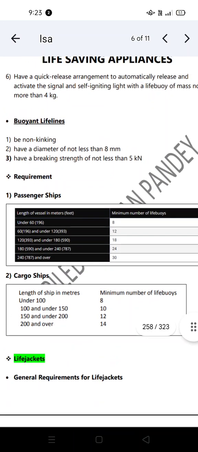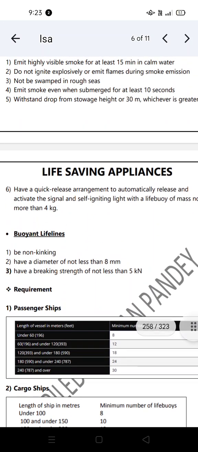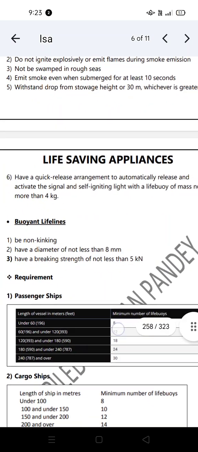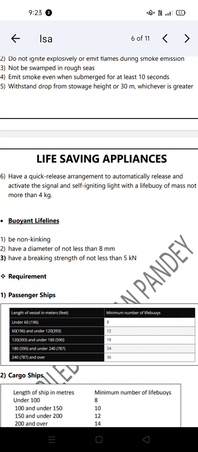What I have missed: a braking strength of not less than 5 kilonewton. Okay, braking strength of not less than 5 kilonewton. It should have a quick release arrangement for automatic release, and activate the signal and self-igniting light with the lever of mask.